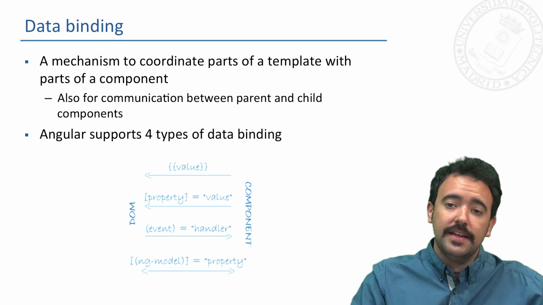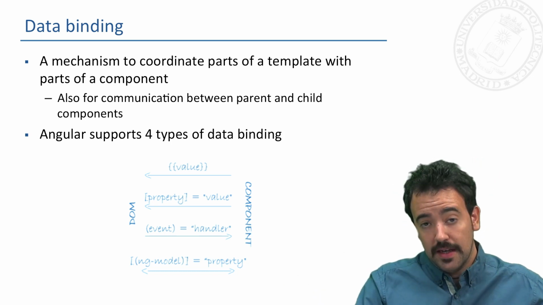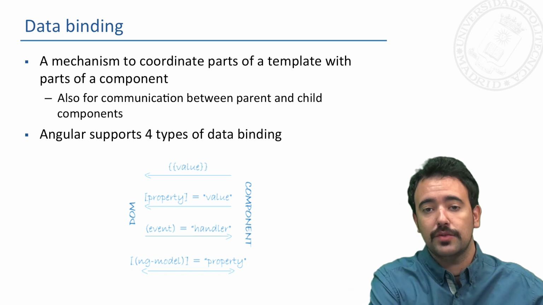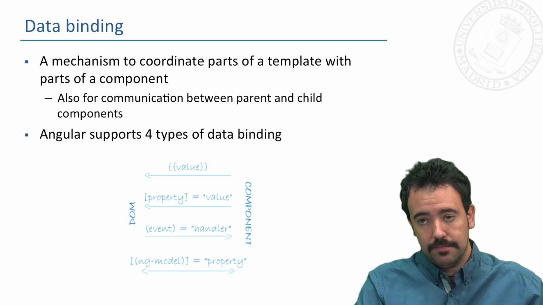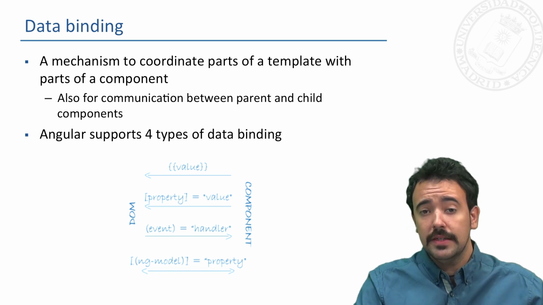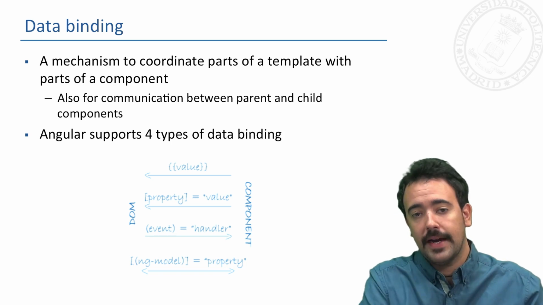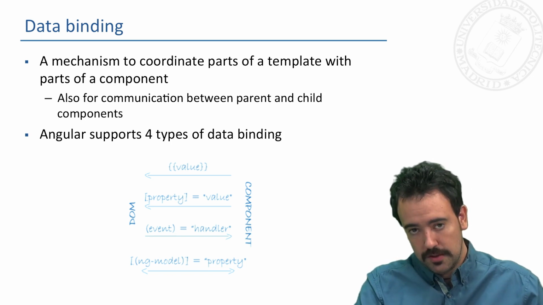In this video, we are going to learn how the Angular data binding feature works. Data binding is a mechanism to coordinate parts of the component logic with parts of the component template. It is also used to communicate and interact between parent and child components.